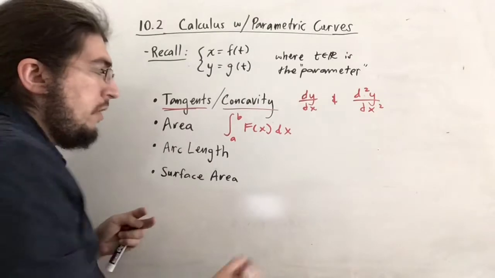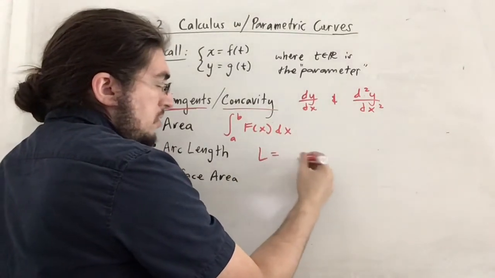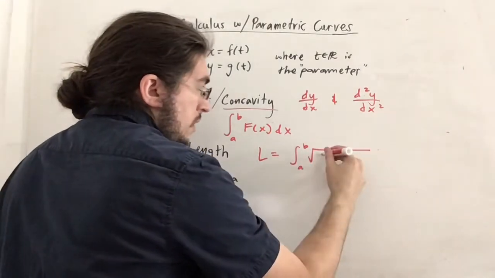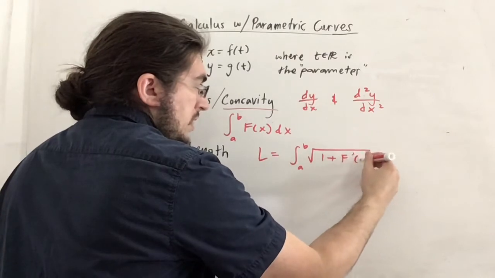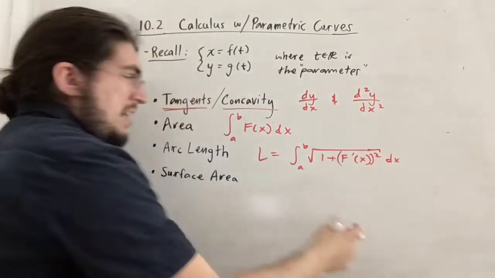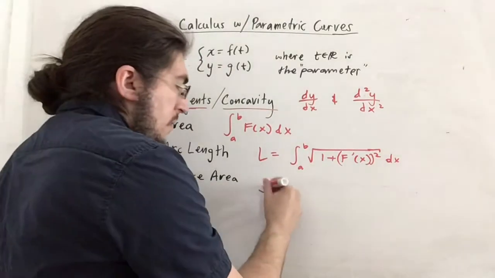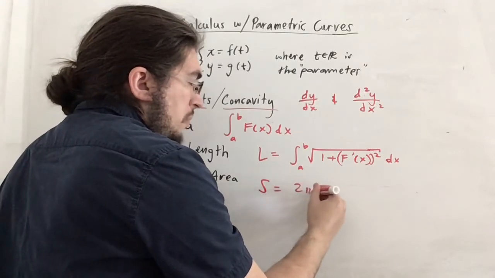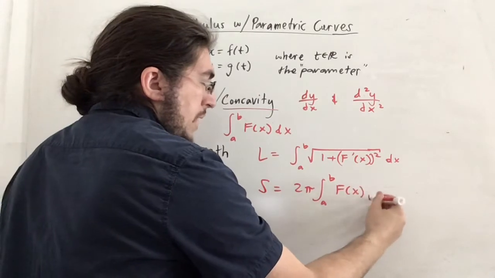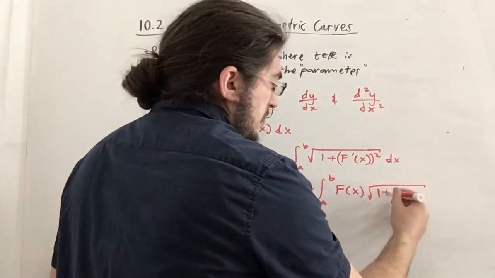Now let's recall the arc length formula for a function of x, let's say f of x: L is equal to the integral from a to b of the square root of 1 plus the function's derivative squared dx. And there are other ways of describing this as well that we'll get to. And then finally for surface area, we had S equal to 2 pi times the integral from a to b of the function multiplied by the square root expression that we have for arc length. So they're super similar.